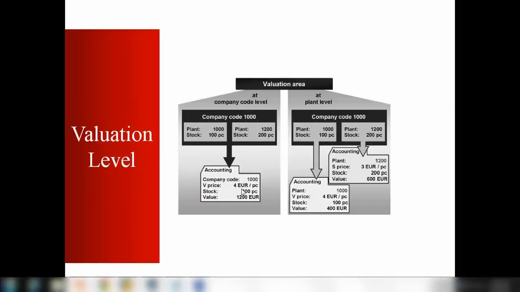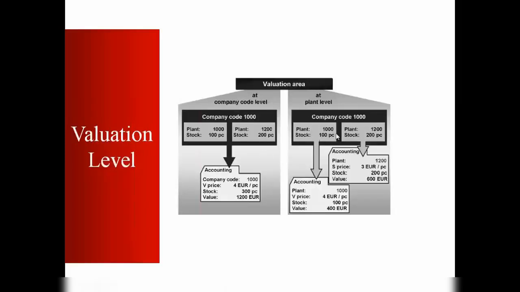Okay, so from here we'll be checking the value from 300 pieces. But if you maintain it from the plant specific level, so at plant number 1,000 we have 100 pieces, plant number 1,200 has 200 pieces. So at this plant we have 200 pieces, this much value. At this plant we have this much pieces, this value.